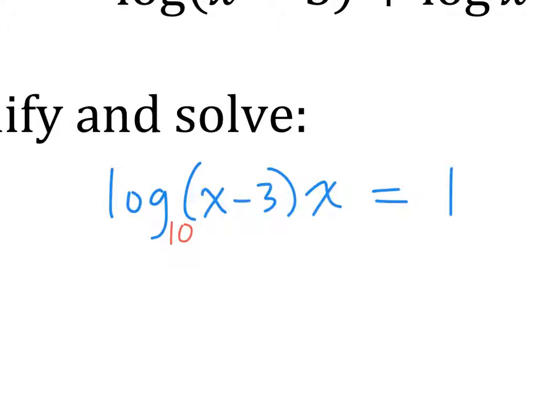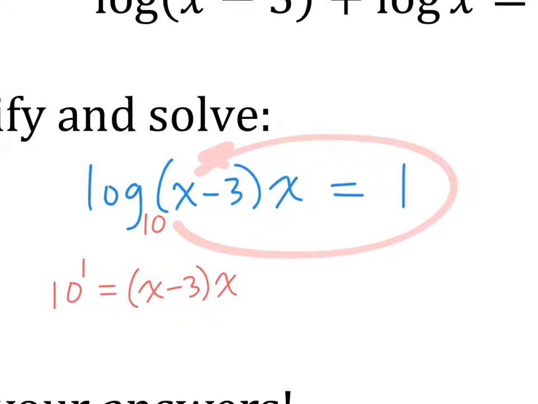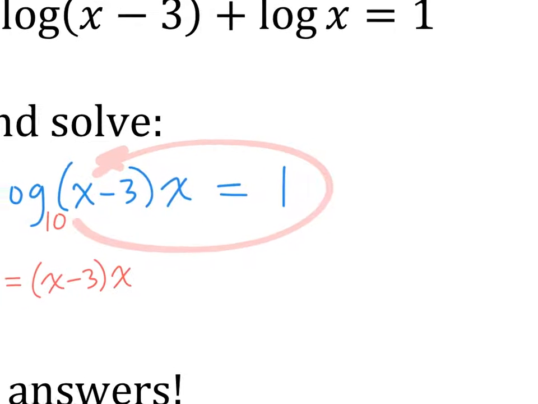So what you can do is you can do the log rule. 10 to the first is equal to x minus 3 times x, and then solve it that way. But most people will not solve it this way, so I'm going to tell you how most people actually solve it.